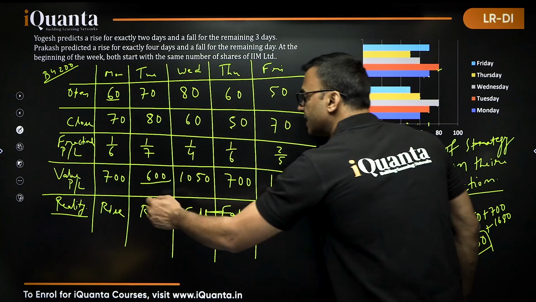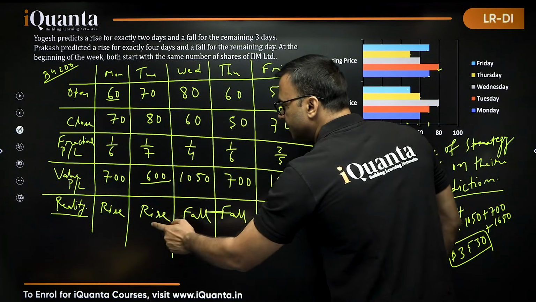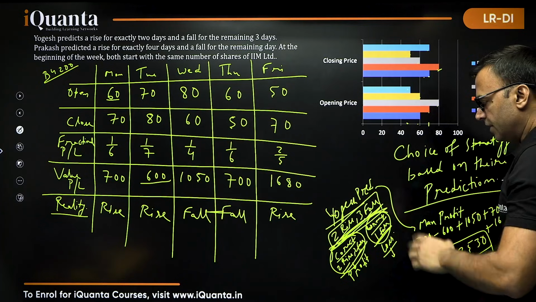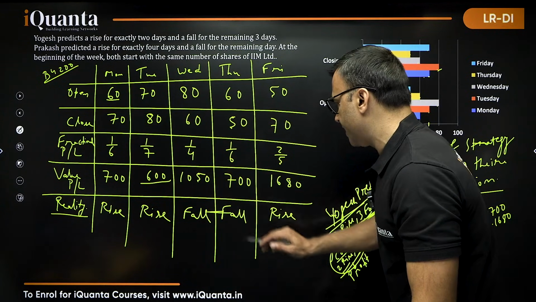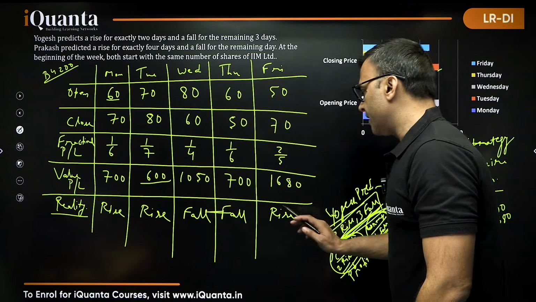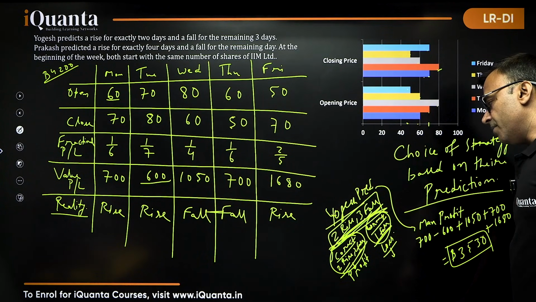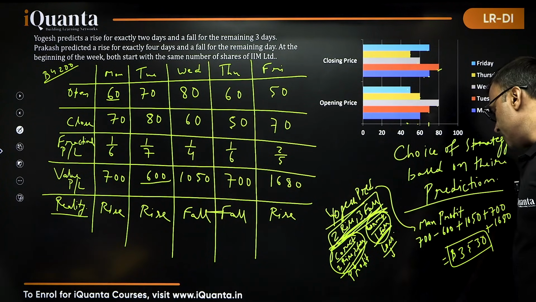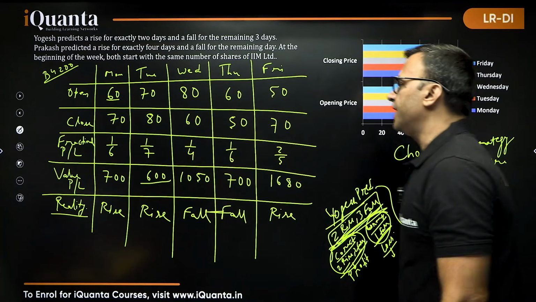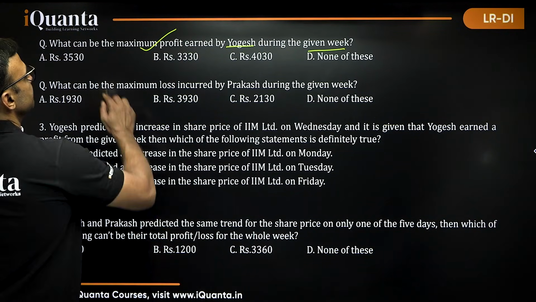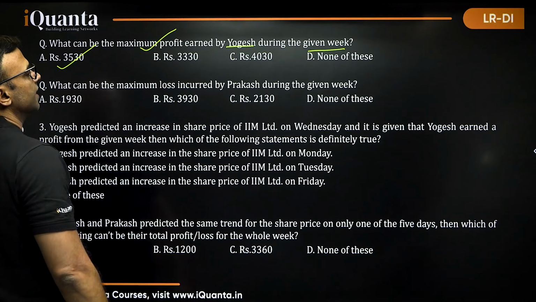So wherever there is a rise, take one of them as the wrong prediction and there he'll face a loss. At all other places, he has predicted this correct fall, this correct fall, this correct rise and correct rise. So in those 4 cases, he'll get profit. And the one that he made a mistake in predicting, he'll get a loss. And the maximum profit would be 3530. Check if there is any option. 3530, option A is the correct answer.